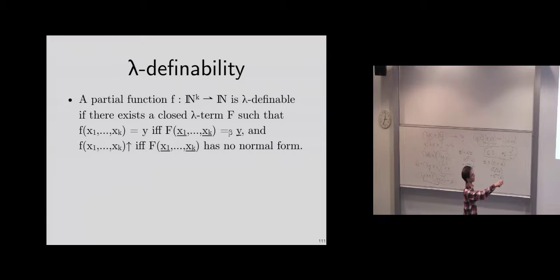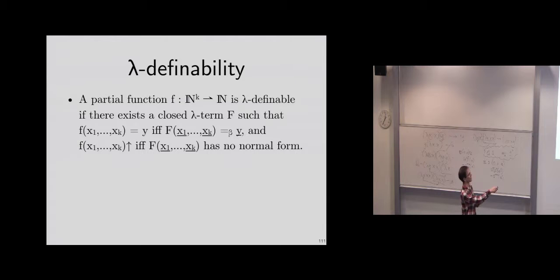We'll say that that mathematical function f is lambda definable if there exists a closed lambda term, and you remember that a lambda term is closed if it has no free variables. There exists this lambda term F such that whenever the mathematical function f, given some numbers x1 up to xk, is defined with result y, then that must coincide exactly with the lambda term F, given the corresponding Church numerals of those numbers. That had better be beta equal, so in practice a series of beta reductions will take you down to the Church numeral for y. Okay? So that's the correspondence there.